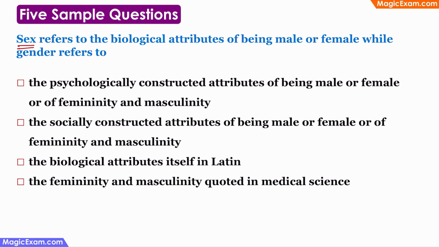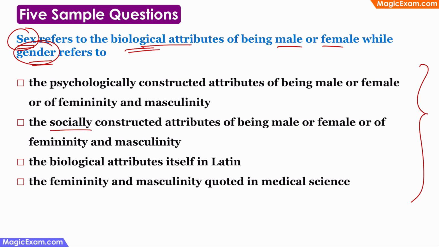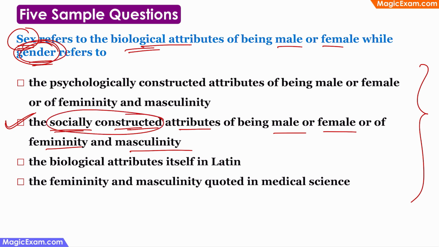Sex refers to the biological attributes of being male or female, while gender refers to which of the following? So there are 4 long statements given in the options, but we have to remember that the answer is quite simple. We have seen this multiple times in this video, that sex is a biological construct and gender is a social construct. Therefore, look at all the 4 options. Option 2 says that gender is the socially constructed attributes of being male or female, or of femininity or masculinity. Therefore, option 2 is the correct answer, because gender is a social construct.